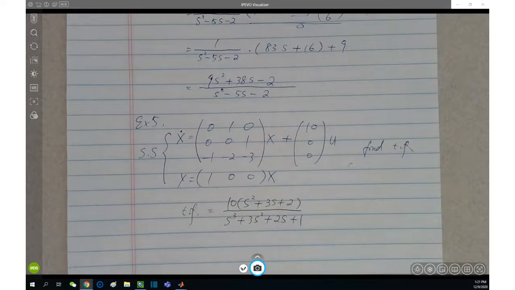And this is the given state space, and find the corresponding equivalent transfer function in frequency domain. So the other way around. Because before this, we learned given a transfer function, find the state space. This is the other way around.